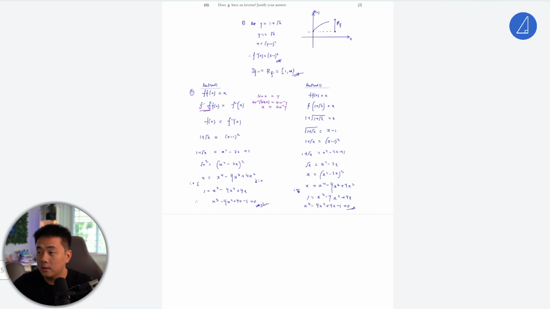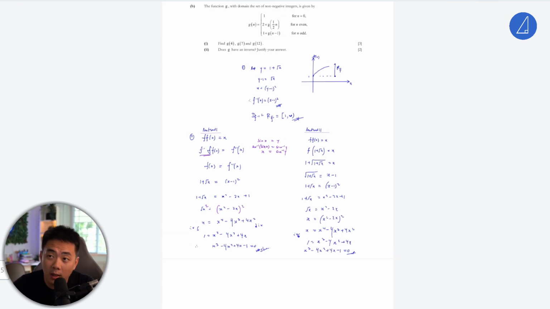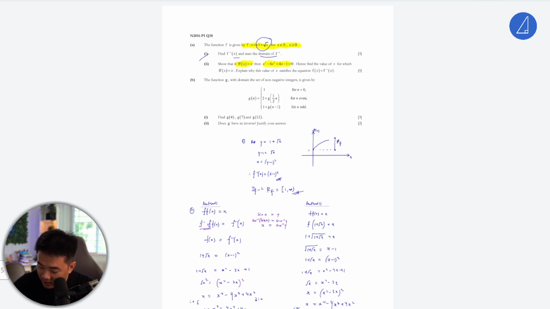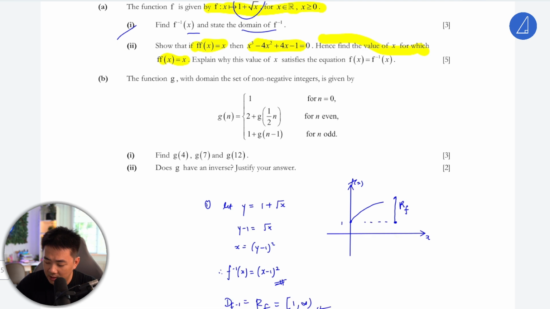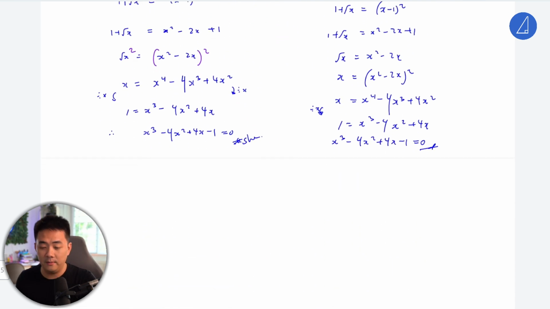Okay, slightly different, but I think in method 1, I just straight up answer the second part, which is: hence find the value of x for which f inverse f x equals x. Explain why this value satisfies the equation, okay? So if you want to find this solution, just use the GC and find it, because they didn't ask for an exact value.